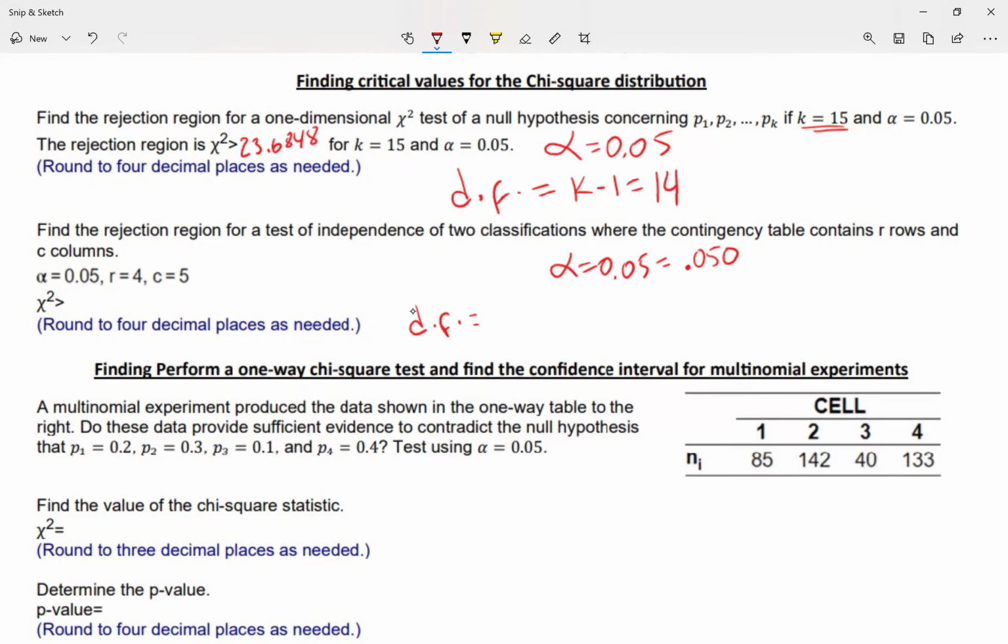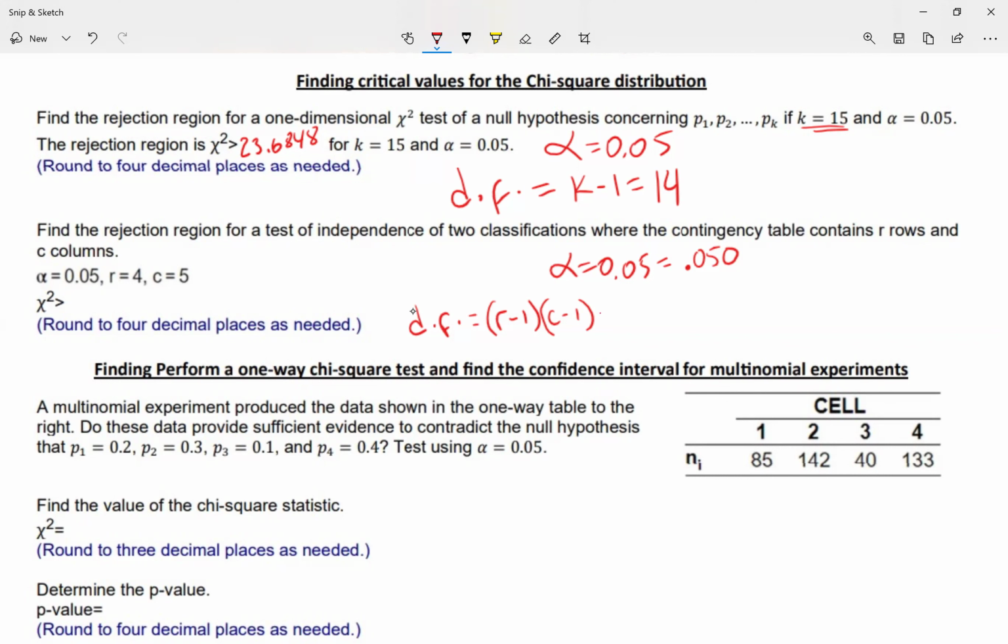I know I have to subtract 1. Like on the first example, I had a k value, so just k minus 1. However, now I have 2 values, rows and columns. Whatever the value of rows is, I'm going to subtract 1. Whatever the value of column is, I'm going to subtract 1. Notice how I put each of them in parentheses. And the reason why is because I subtract 1 from each value, and then I multiply the two values. So that's going to be my degrees of freedom.